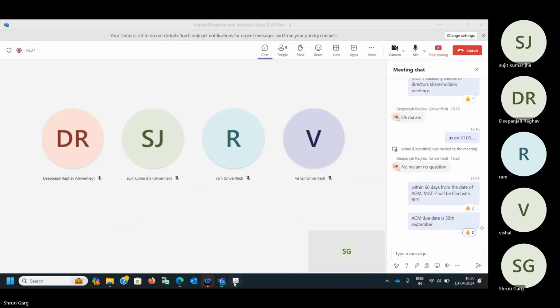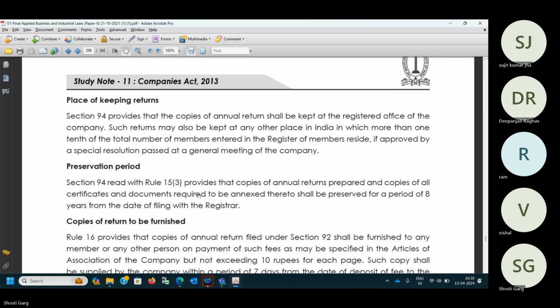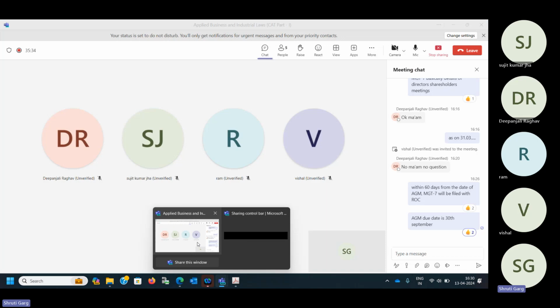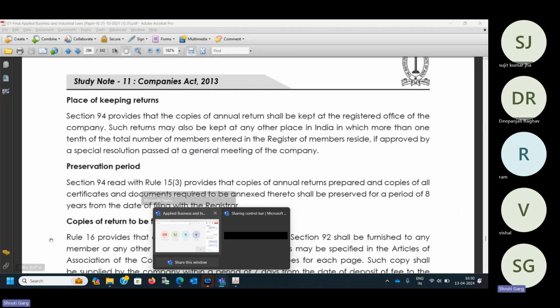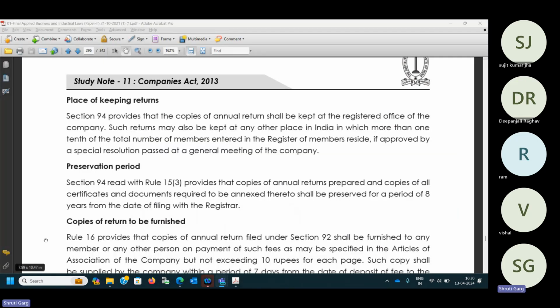Yes. Place of keeping returns. Basically, every company shall keep its annual returns and statutory records at the registered office of the company. Clear? But such returns may also be kept at any other place in India in which more than 1/10 of the total number of members entered in the register of members reside.